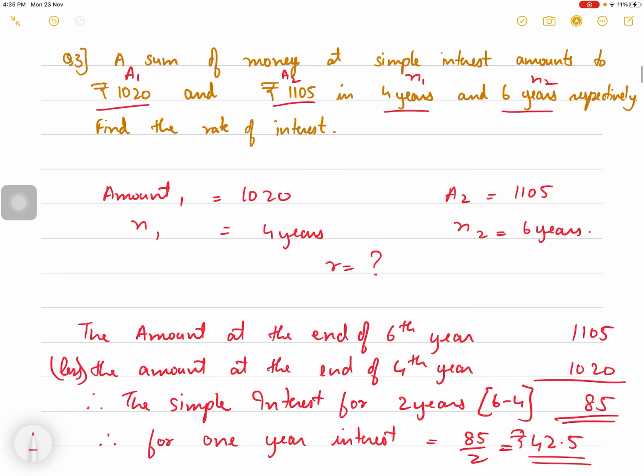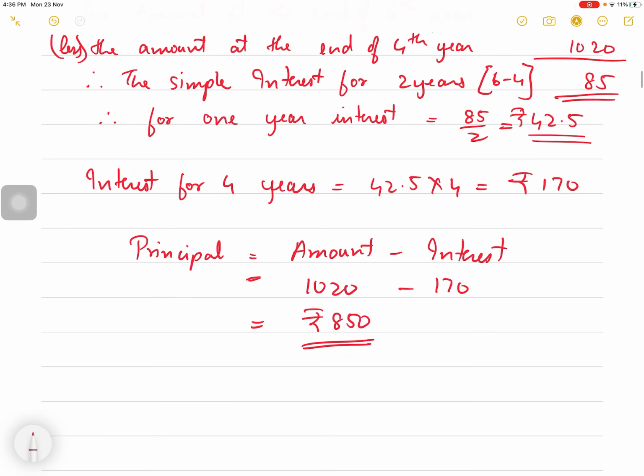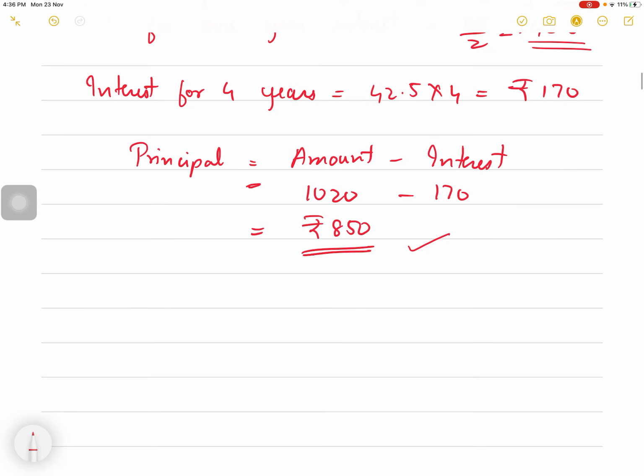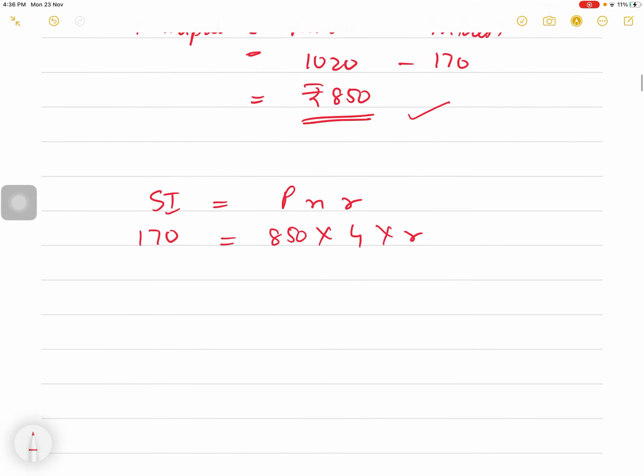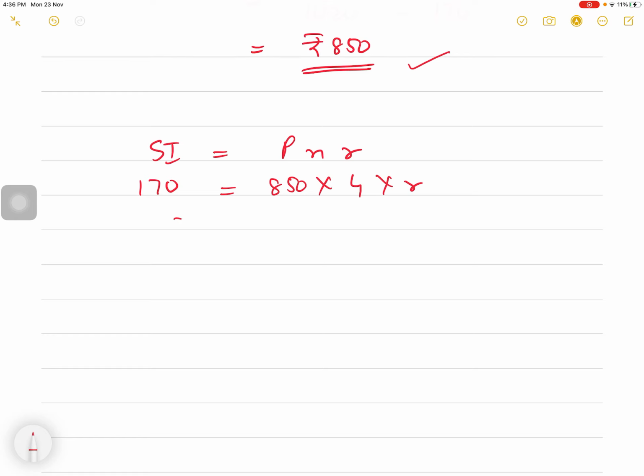Now principal you have found out, you are supposed to find rate of interest. You know the principal, you know the amount, you know the interest, you know the period, only R you have to find. So simple interest is equal to P into N into R. Simple interest for 4 years is 170. Principal is 850. N is 4. So 170 equals 850 into 4 into R. So R is equal to 170 divided by 850 into 4.